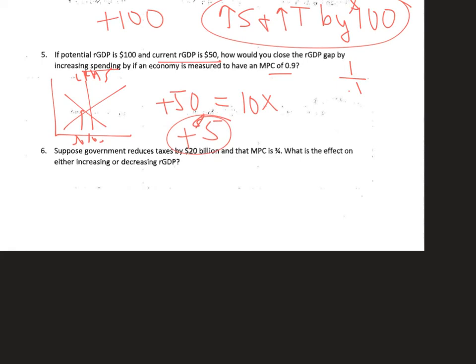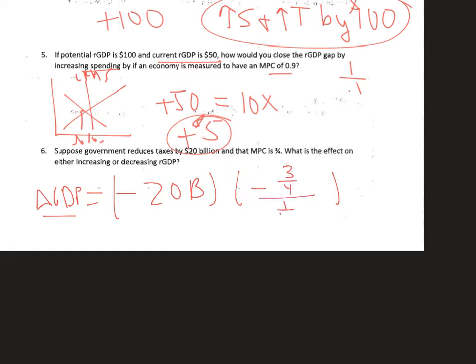Then lastly, number 6, suppose government reduces taxes by $20 billion and the MPC is 3/4. What is the effect on GDP? So now we're searching for this side of the equation. What's the impact of decreasing taxes by that amount? Negative MPC over MPS would be a negative 3. So that would boost GDP by 60 billion. And so there's the answer key for those problems.